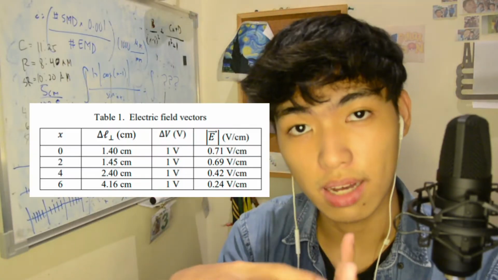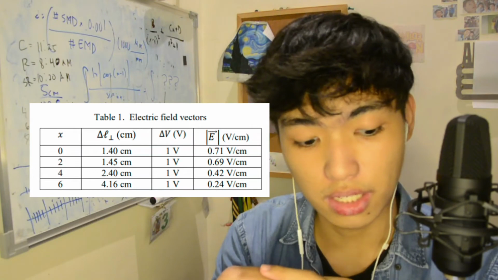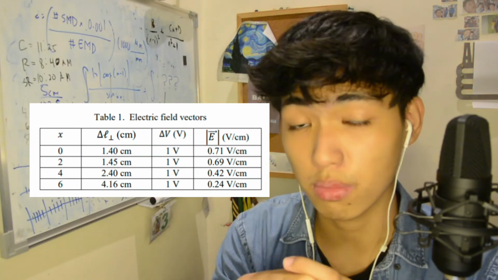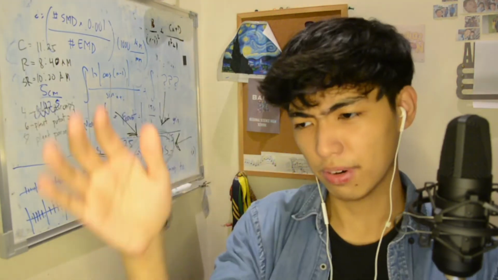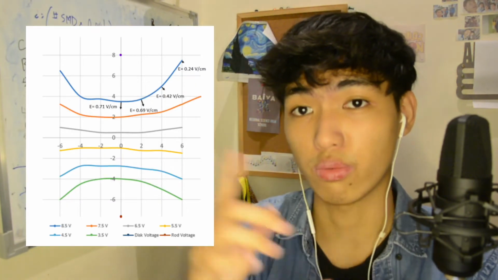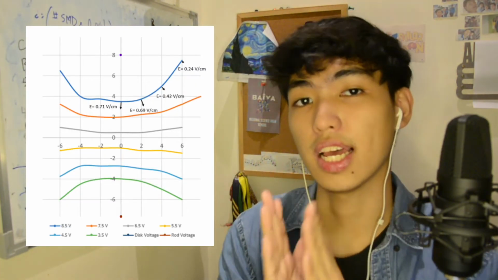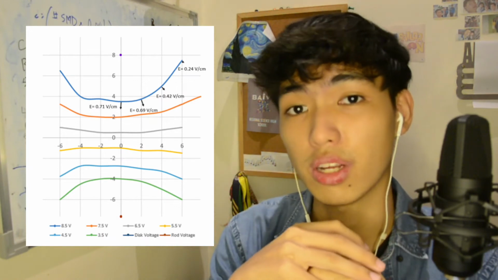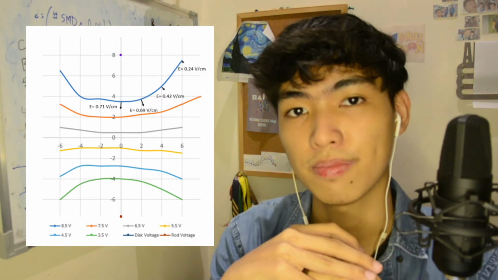And voila! We have our results. 0.71, 0.69, 0.42, and 0.24 volts per centimeter. Further analyzing our results, we can also deduce that areas with higher electric field vectors will also have closer equipotential lines, in turn having dense areas where the electric field is stronger.